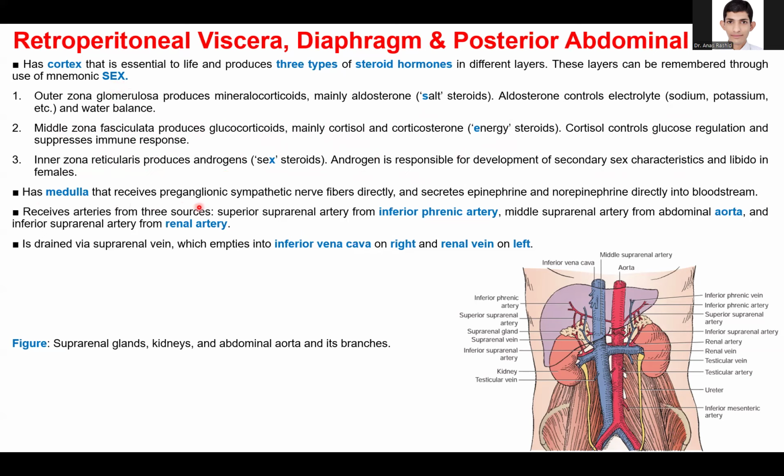Has medulla that receives preganglionic sympathetic nerve fiber directly and secretes epinephrine and norepinephrine directly into bloodstream. Receives arteries from three sources: superior suprarenal artery from inferior phrenic artery, middle suprarenal artery from abdominal aorta, and inferior suprarenal artery from renal artery, which you can see in this diagram. They are drained via suprarenal vein, which empties into inferior vena cava on right and renal vein on left.